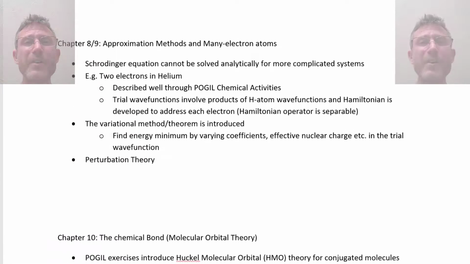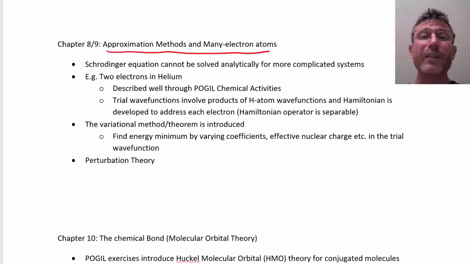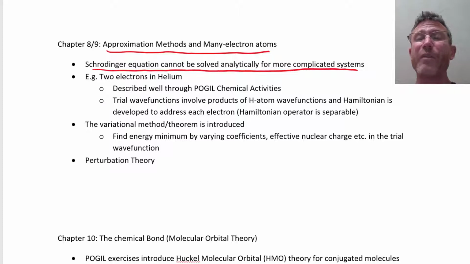Okay, so moving on, and again, I remind you, if there are gaps in your knowledge, or if some of this doesn't make sense, go check it out in the textbook and make a note of something that you want to take a look at. We started then to think about approximation methods and many electron atoms. We again referred a lot to the guided inquiry learning packets. The point right off the bat was that the Schrodinger equation can't be solved analytically for more complicated systems than the hydrogen atom.